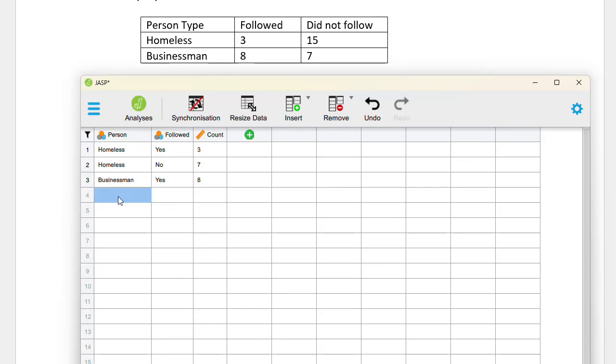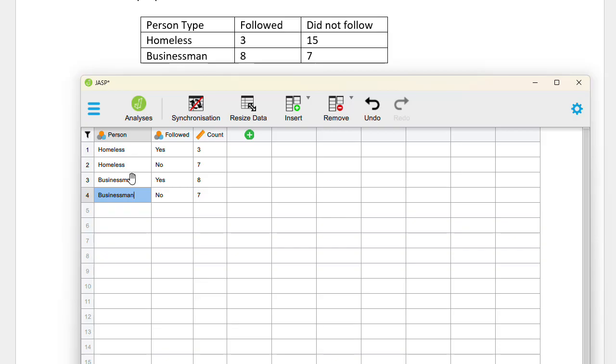And then we've got the businessman, and no, and that was 7. So really important, make sure that your spelling and everything is exactly correct. And the reason is that you want both of these two, the 2 homeless ones, to go together and the 2 businessman ones to go together.